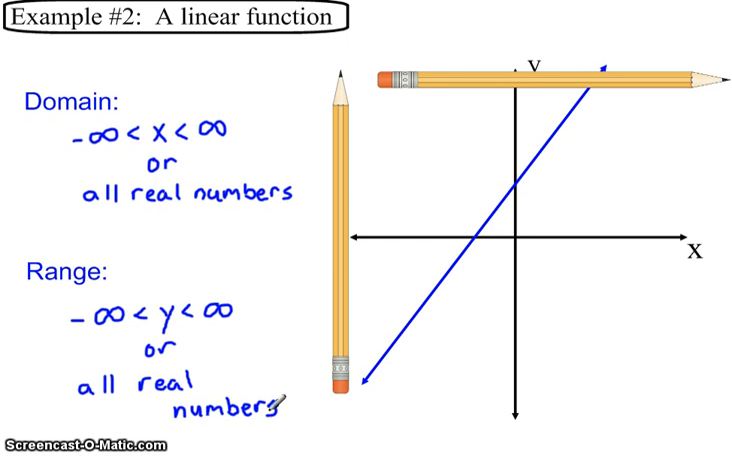So linear functions, unless they are either horizontal or vertical lines, are going to look like this. The domain of a linear function is all real numbers, and so is the range. All right, let's get to example number 3.